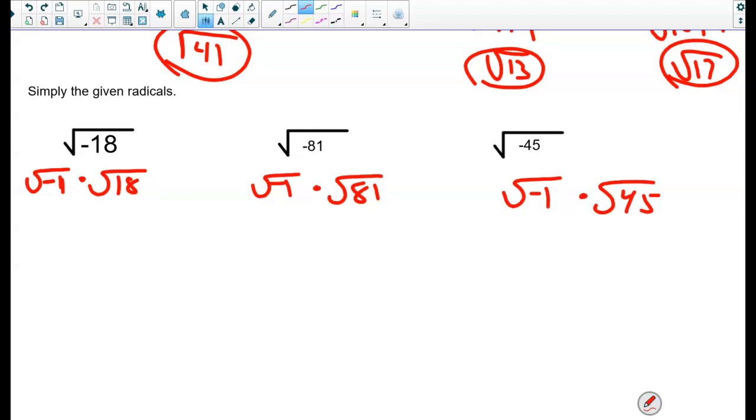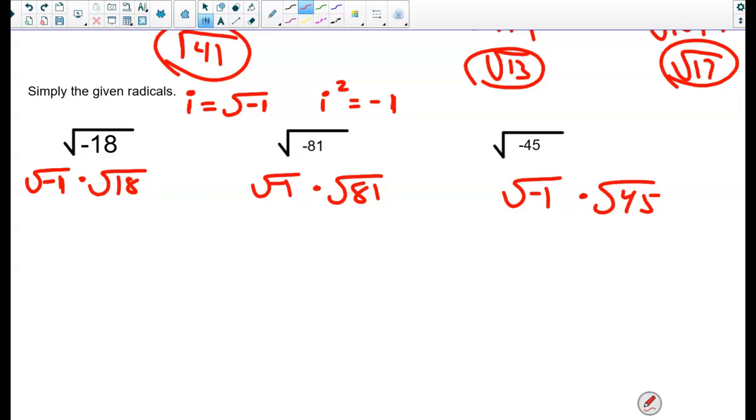The square root of negative 1 is i. Okay? I can't stress this enough. You need to know that i equals the square root of negative 1. And you also need to know that i squared equals negative 1. We should know those definitions.